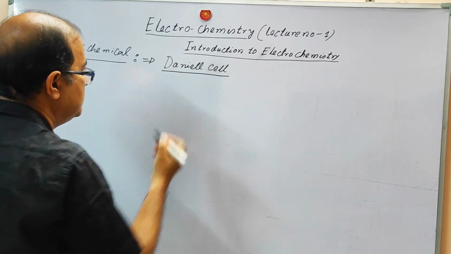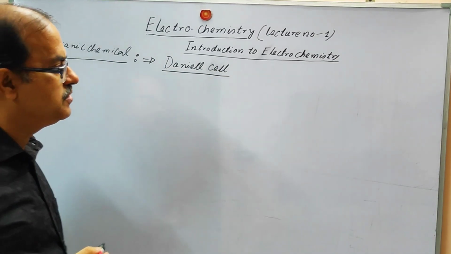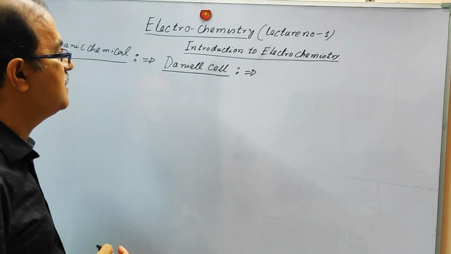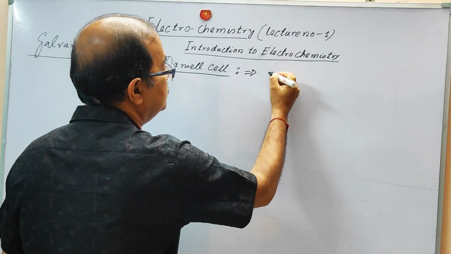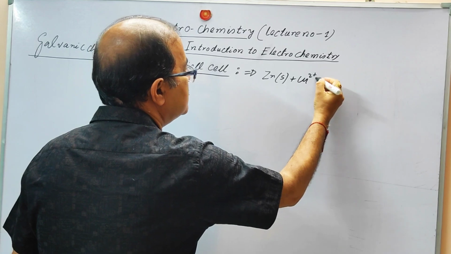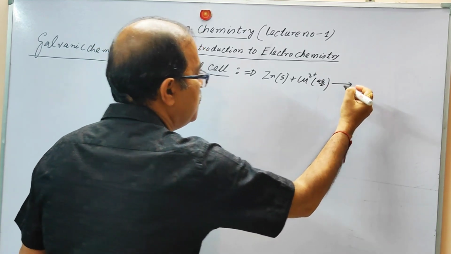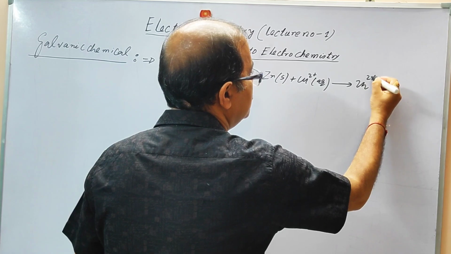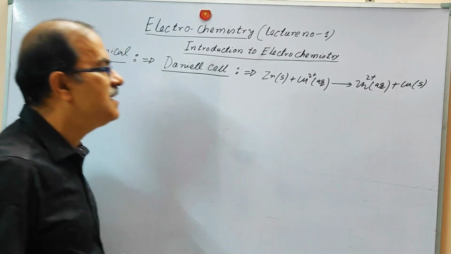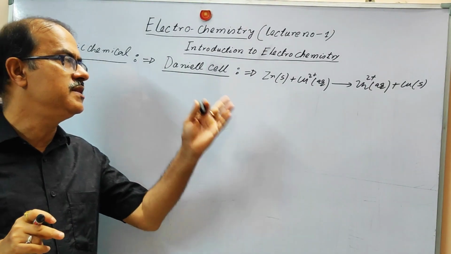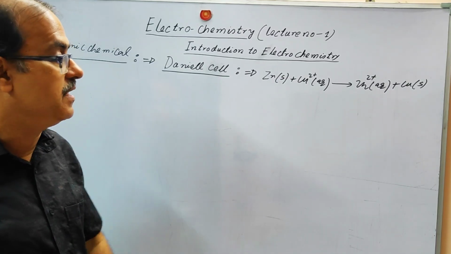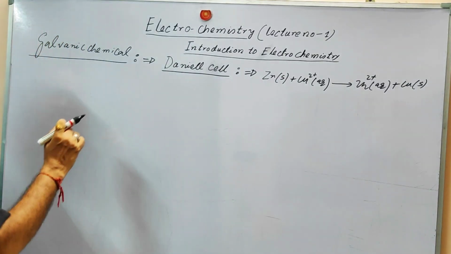One example is the Daniell cell. The Daniell cell uses this redox reaction for conversion of chemical energy into electrical energy, and this redox reaction is: zinc solid plus Cu2+ aqueous produces Zn2+ aqueous and Cu solid. This is the redox reaction that is used in the Daniell cell. And how do we do that? The arrangement is like this.